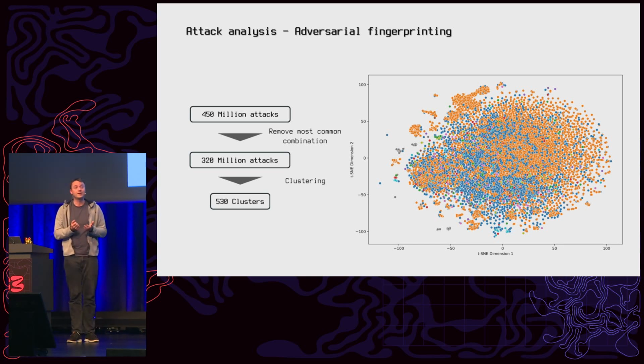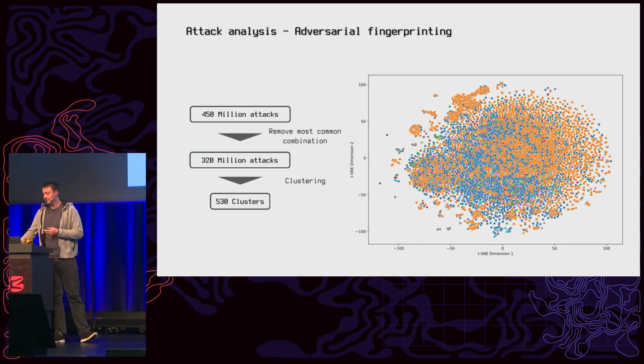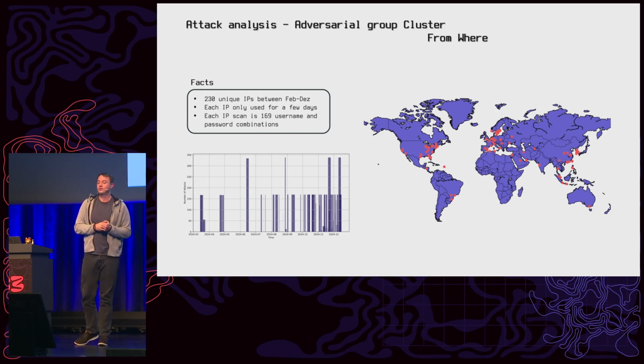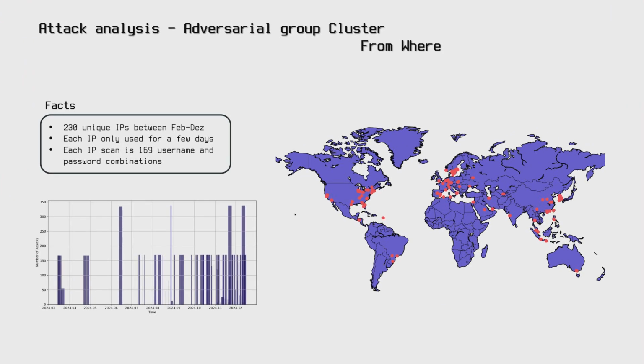Now, I guess let's look into one of these groups. So I went through them and found one group that I found particularly interesting. This is a group of 230 unique IP addresses that attacked the sensor network between February and December. Each of these IPs was only attacking for a very few days. Now, you might remember the really big red blob over China. Well, that was an adversarial IP that continuously attacked all of the sensors over months and months. With this, it's very different. This is only very sharp. Only a few minutes from each adversarial IP, my sensors were actually attacked.